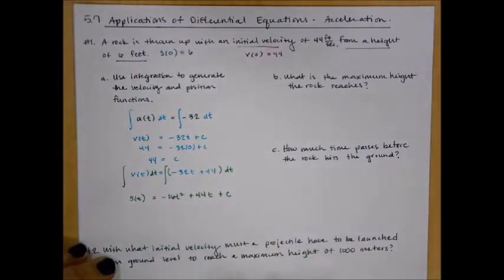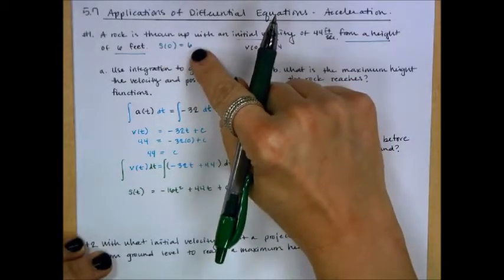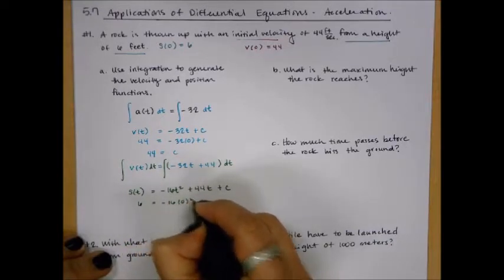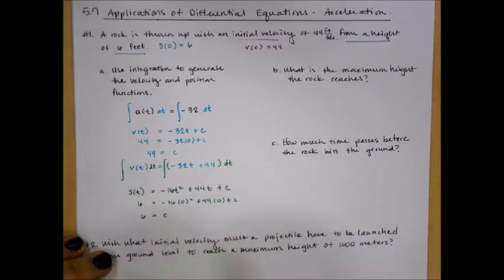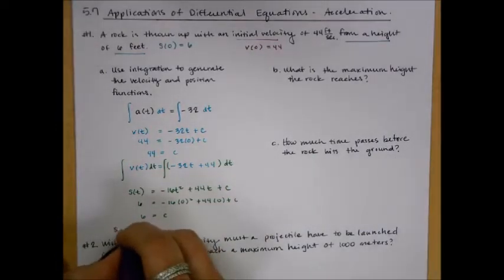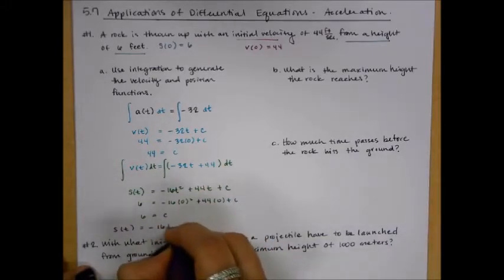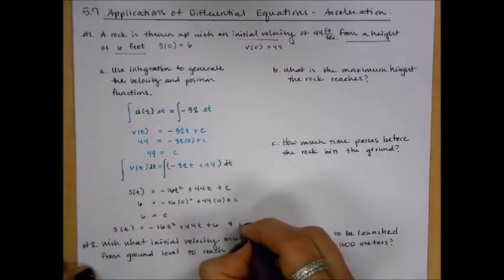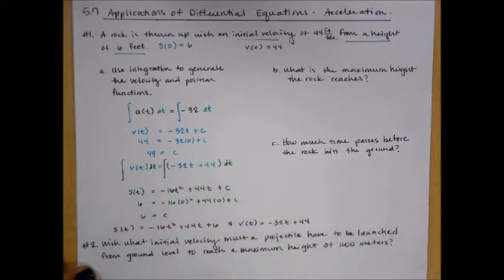So again, using that initial condition for the position function, at time 0, S equals 6. So 6 is equal to negative 16 times 0 squared plus 44 times 0 plus c, and so c is 6. So we finally have our position function. S of t is negative 16t squared plus 44t plus 6, and our velocity function is negative 32t plus 44. Those are the 2 equations we were asked to find.